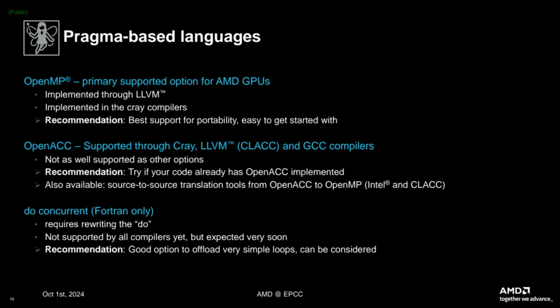For what concerns OpenMP, that's what we have the primary support for, and we encourage our users to use OpenMP over OpenACC when possible. OpenMP is implemented through LLVM, and it's implemented in the Cray compilers. So OpenMP is, in a way, what you can do to ease into CPU to GPU porting, because with only a few lines, you can obtain GPU offloading, although the performance will not be as good as when you are using HIP, for instance.